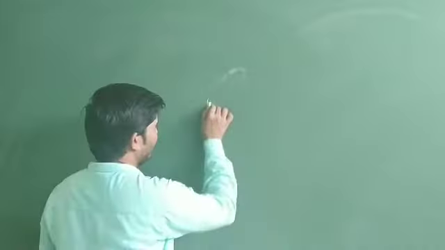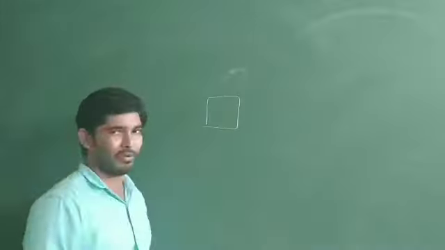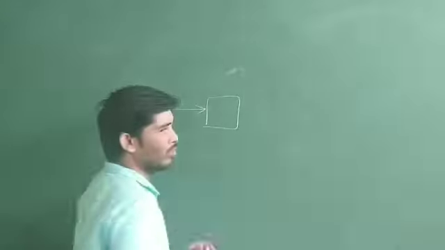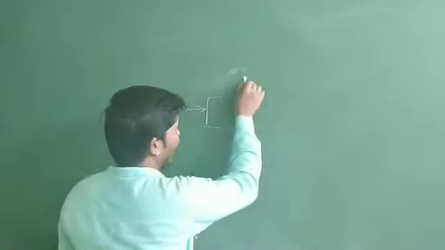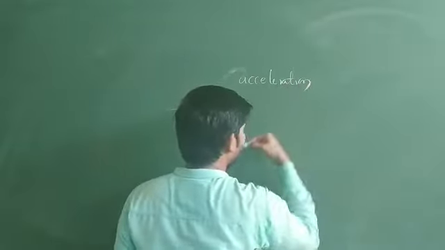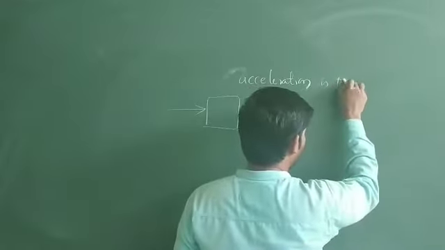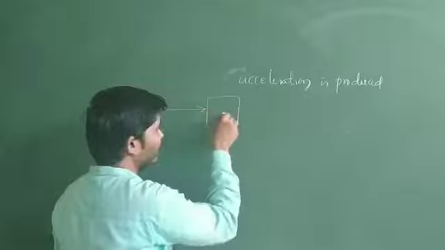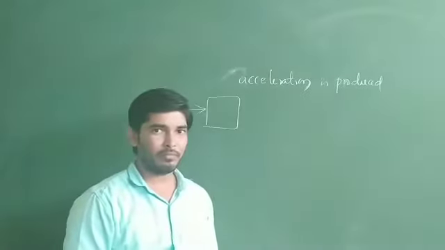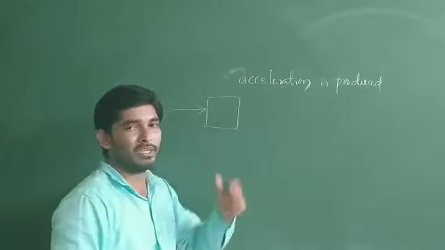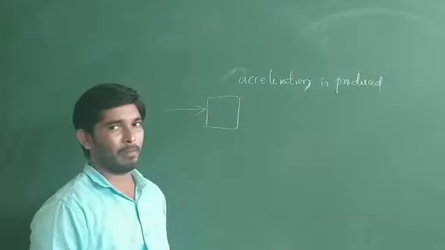Consider an object which is in a state of rest. When a force is applied on it, it will start to move. It means an acceleration is produced here. Acceleration is produced when force is applied on this body. So actually the force is the cause to produce an acceleration in the body.